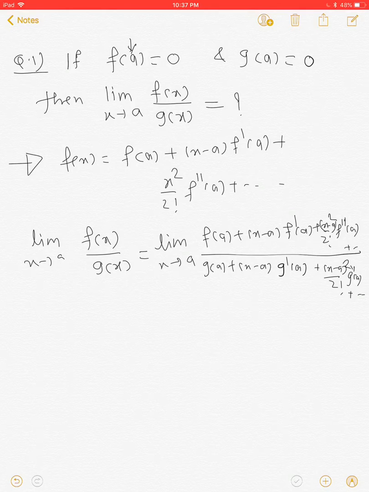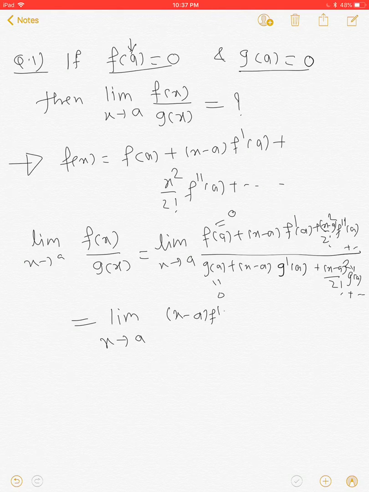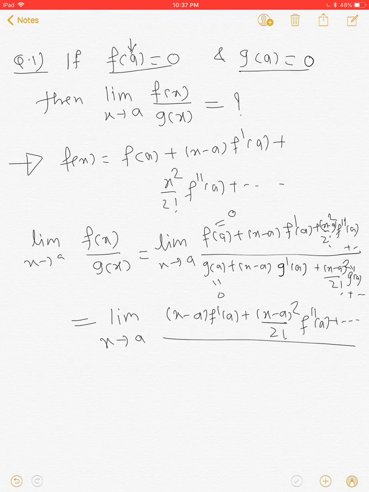As it is given that f of a is equal to 0 and g of a is equal to 0, this value becomes 0, this becomes 0. So this limit is nothing but limit x tending to a. This is 0, this is 0. So the only remaining part in the numerator is (x minus a) f dash of a plus (x minus a) square by 2 factorial f double dash of a, and so on. In the denominator, (x minus a) into g dash of a plus (x minus a) square by 2 factorial into g double dash of a, and so on.